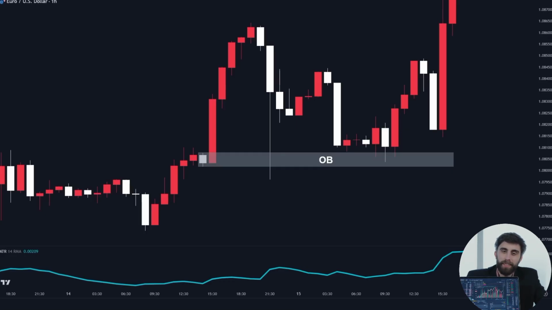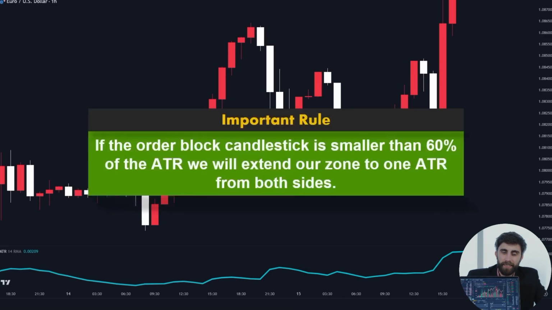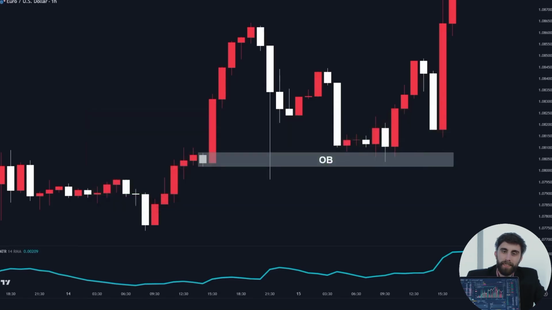So here is an extra rule for marking the order block zone. If the order block candlestick is smaller than 60% of the ATR, we will extend our zone to 1 ATR from both sides. For example, here the ATR shows that the average size of the past 14 candles is 20 pips, so if the order block range is lower than 60% of 20, 12 pips, we will extend our order block zone to 20 pips.